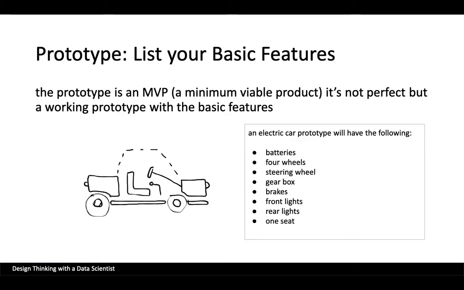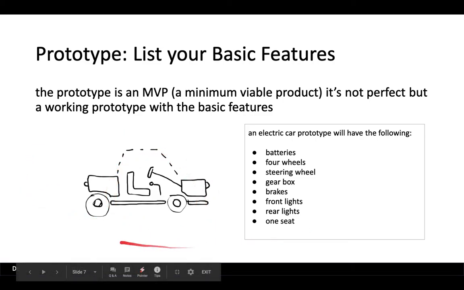So, prototype. These are basic features. The prototype is a minimum viable product, I'll call it the MVP. It's not perfect, but a working prototype with the basic features. It doesn't have to be super beautiful or nice, but it has to be working. For example, we have an electric car prototype. It should have batteries, four wheels, a steering wheel, a gearbox, brakes, front lights, rear lights, and one seat. It's very basic, but it works. If you want to add more features, you're going to have to go on to the next phase.